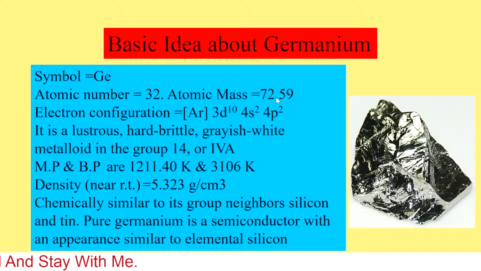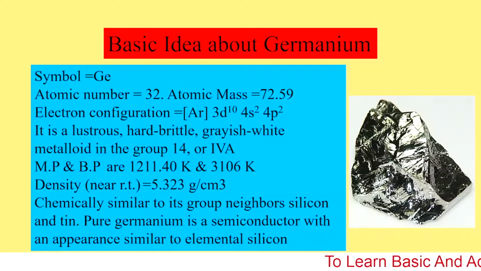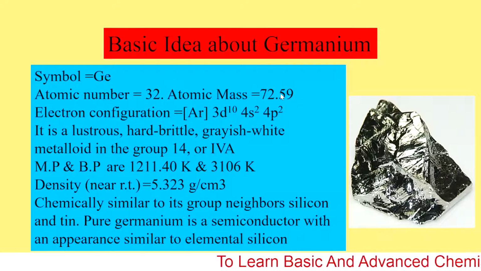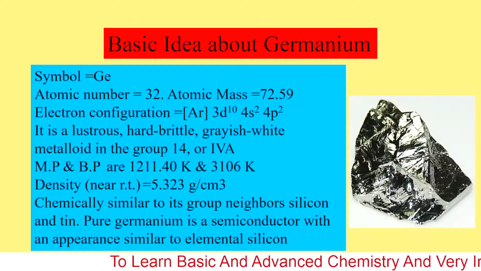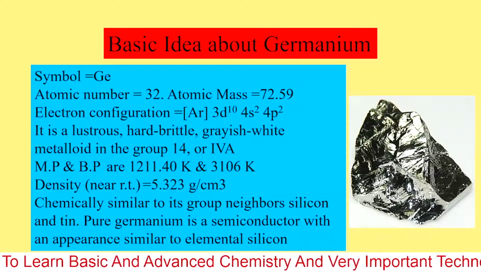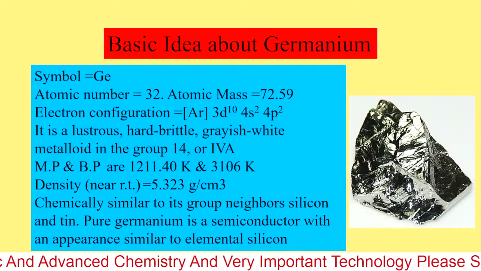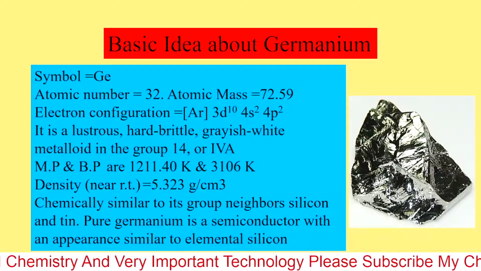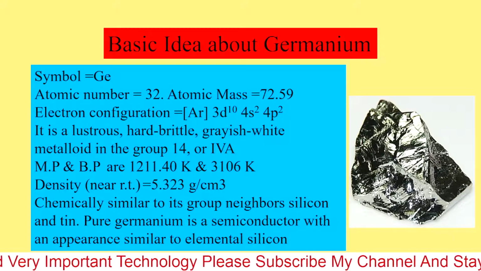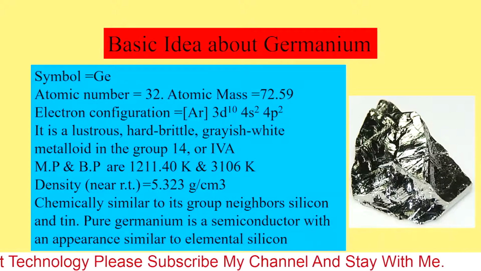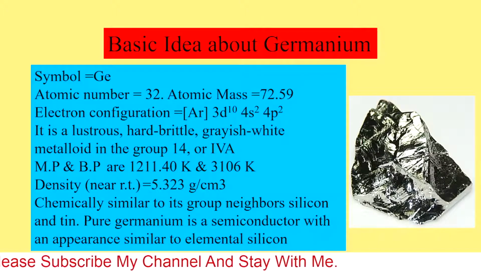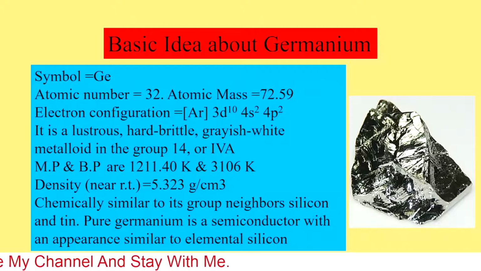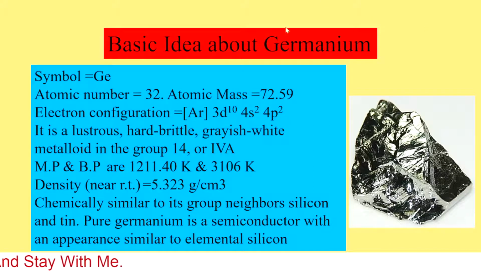Actually, any element in the periodic table cannot have an atomic mass that is a decimal number or a fraction, because we cannot have a fraction of a neutron or proton. We always consider the atomic mass to be the sum of protons and neutrons. So we cannot have any fraction for the atomic mass. However, the atomic mass we give for germanium is 72.59.